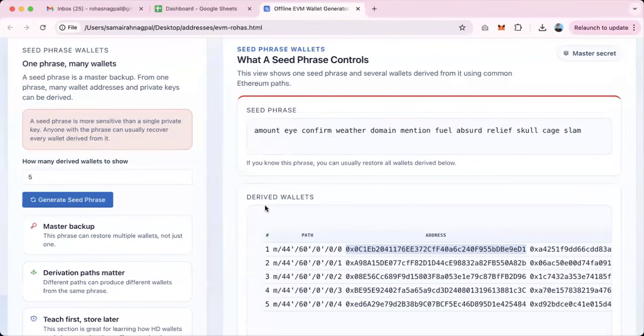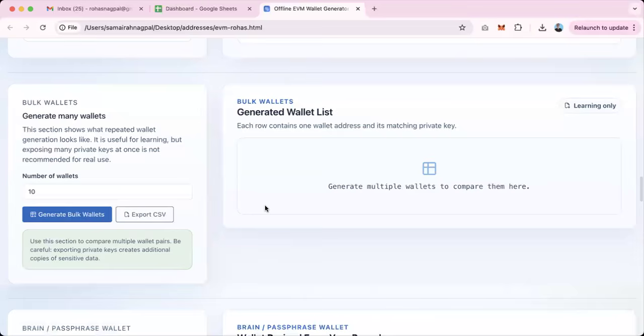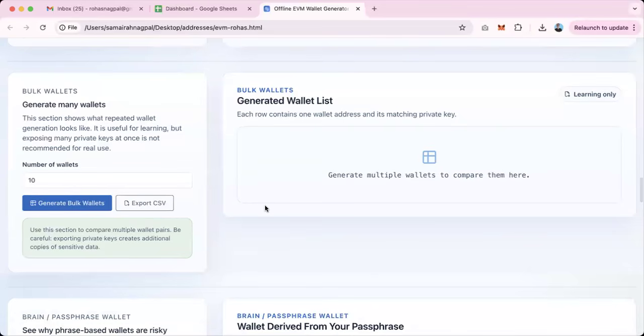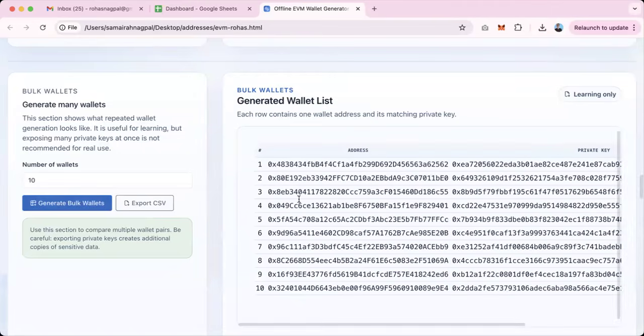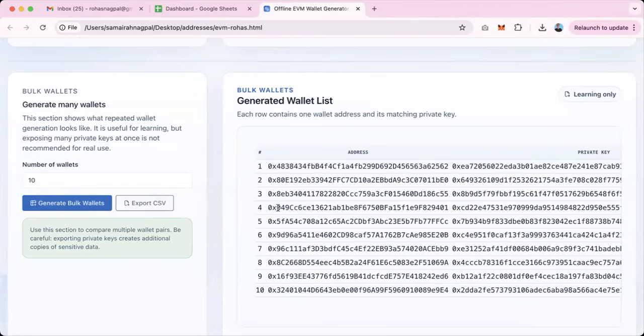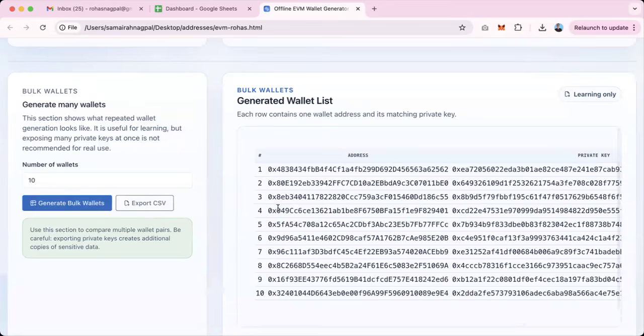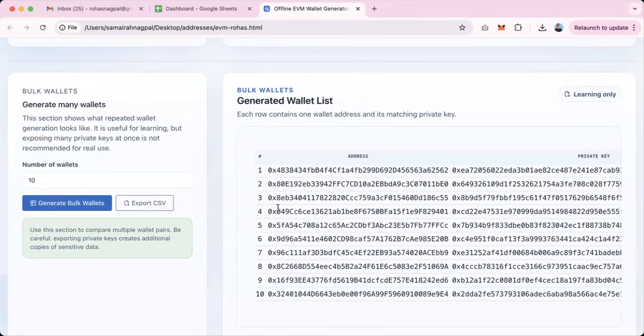One phrase, unlimited wallets. Now let's say we want to generate multiple wallets at the same time. You could just click on generate bulk. And what it's doing is you can even export this in a CSV, and you are generating multiple addresses along with their private keys. So it's just a very simple concept. Instead of one, we are doing multiple at the same shot.